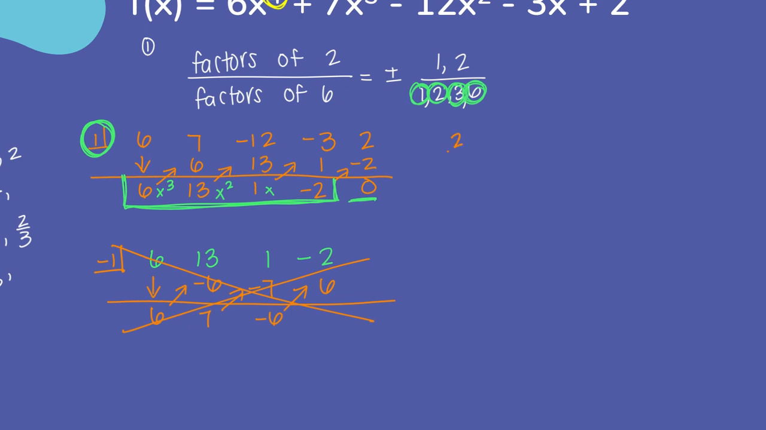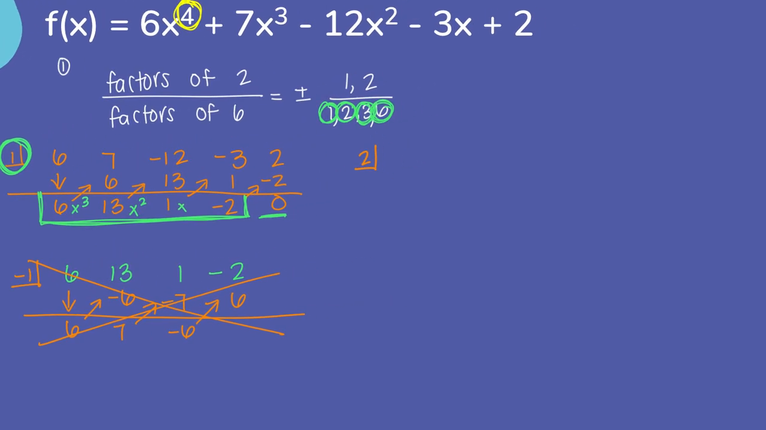So I have 2 in my box. Again, what numbers am I using? The new ones. I have 6, 13, 1, and negative 2. And that's what I'm using for my synthetic division. Going ahead and dropping the 6, I'm going to get 12. I'm going to end up with 25. I'm going to get 50. This one I know is not going to work because that's way too large and it's not going to happen. So I'm not using 2. Let's go ahead and try negative 2.